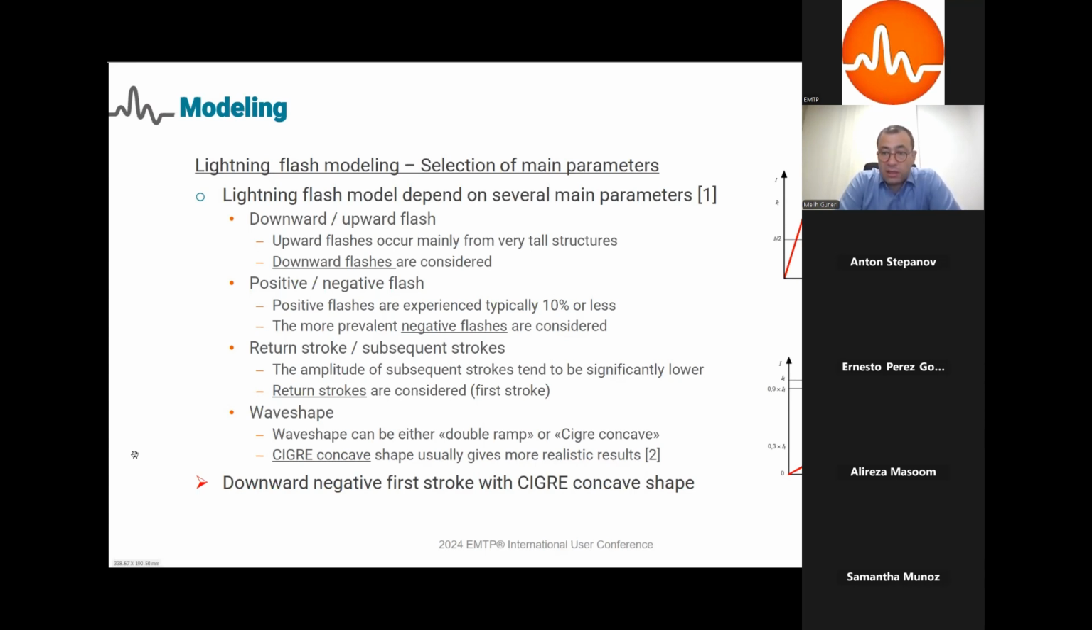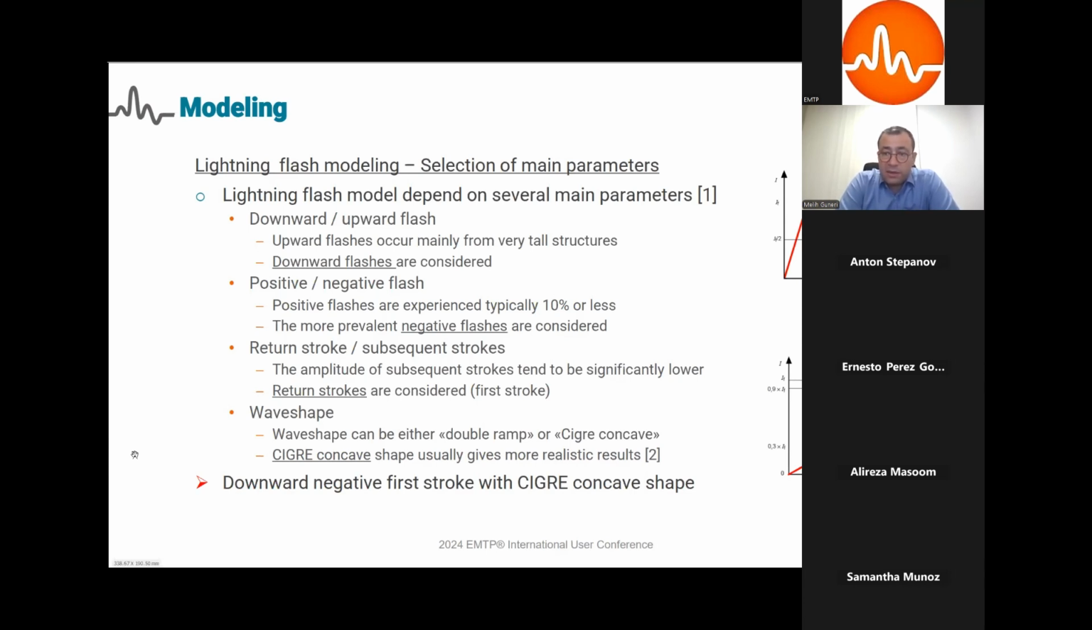And of course, a lightning flash may have several strokes. That is the first stroke, that's the return stroke, and subsequent strokes. But according to related literature, the amplitude of subsequent strokes tend to be significantly lower than the first one. Therefore, we have considered the first stroke only, that's the return stroke only. So these were the main recommendations given in CIGRE Technical Brochure.